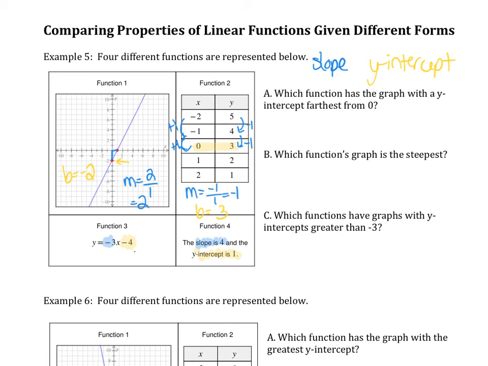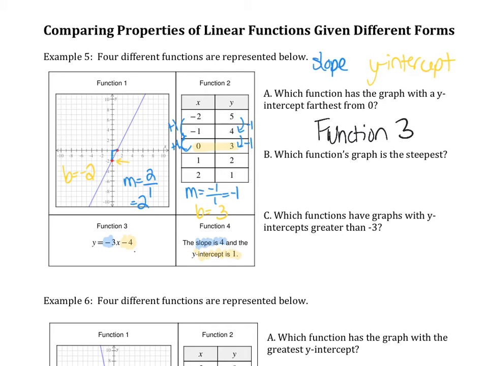Now that we know all those pieces of information, we can answer the questions that it asks us. So the first one says, which function has the graph with a y-intercept farthest from 0? So if you look at all your y-intercepts, or your b's, the one that is farthest from 0 is function 3, because it is at -4, and that's the furthest from 0.